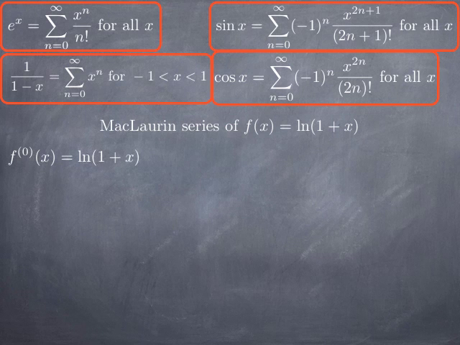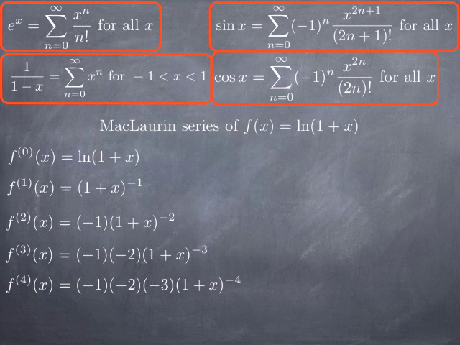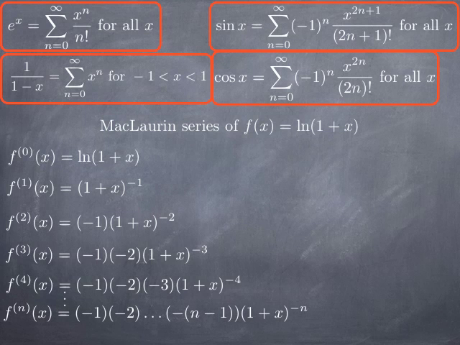The function is natural log of 1 plus x, so that's a derivative of order 0. The derivative of order 1 is 1 over 1 plus x, which I'm going to write 1 plus x to the power negative 1. Of order 2, I'm differentiating 1 plus x to the negative 1, so I get negative 1 times 1 plus x to the negative 2. When I differentiate again, I get negative 1 times negative 2 times 1 plus x to the negative 3. And then if I differentiate again, negative 1 times negative 2 times negative 3 times 1 plus x to the negative 4. And if we continue this way, you see that we multiply negative 1 by negative 2 and so on up to negative n minus 1. And we multiply by 1 plus x to the negative n.